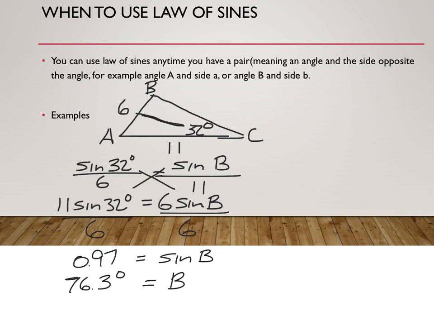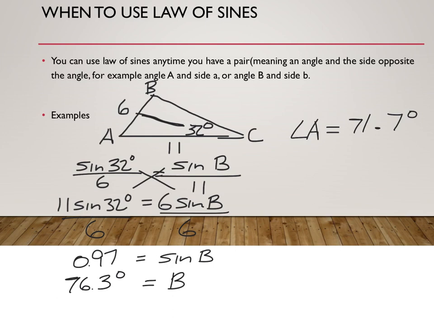All right, and then to finish this out, I would need to find angle A. Well, I already have two of the angle measures. I have B and C. There's 180 degrees in the triangle, so I can always easily go 180 minus 32 minus the 76.3. And therefore angle A must be 71.7 degrees.